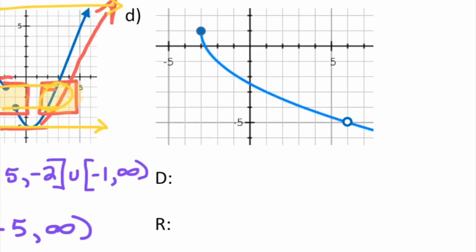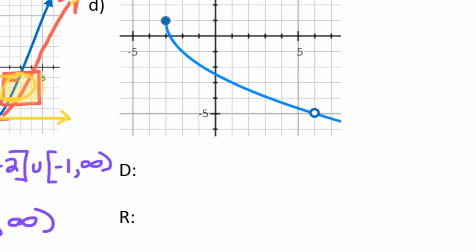And then in this last graph, there's that pesky hole in the graph over here, and that hole would have an x value of 6 and a y value of negative 5. So those numbers are going to be missing from the domain and from the range. And don't forget that there's an endpoint. This would be a square root equation, but it's got that hole in it.